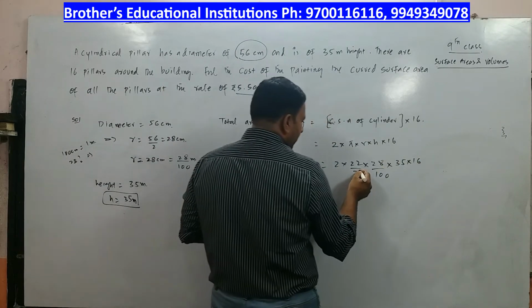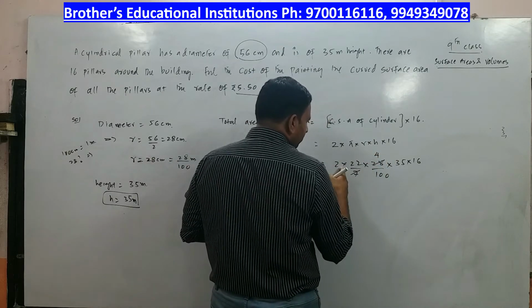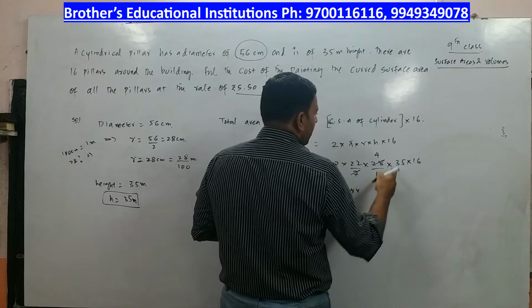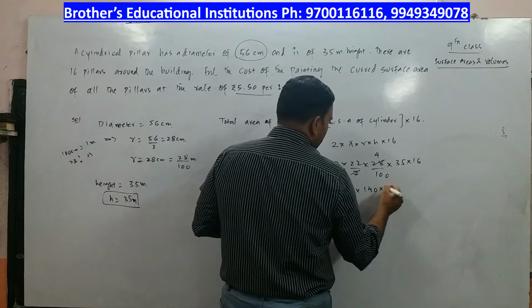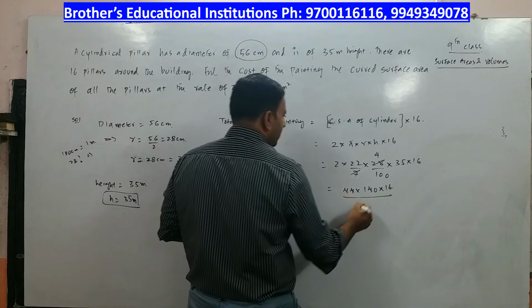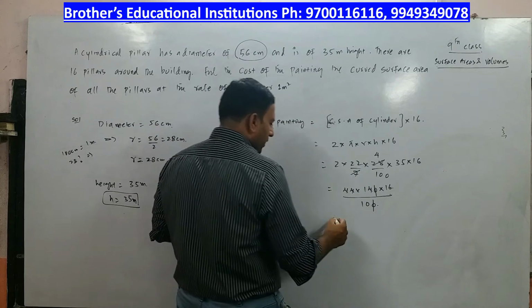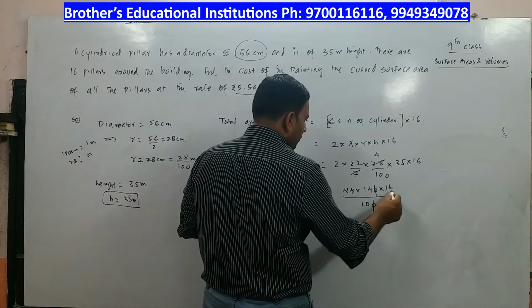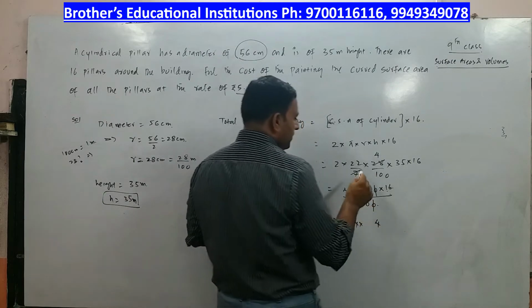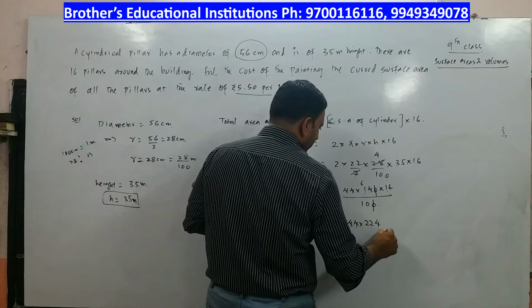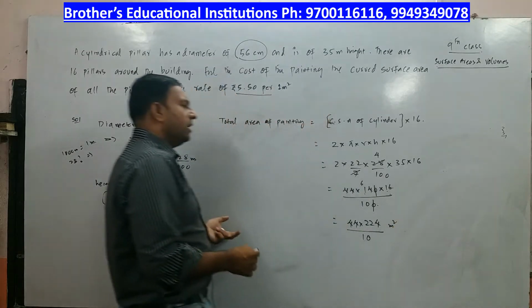Now let us calculate. 7 1s are 7, 7 4s are... So when I multiply, 22 into 2 will be 44, and then 35 4s are 140 into 16 divided by 100. Alright, any further cancellation? I can cancel zeros. 10 I will keep like that only. Now I will write 44 into 16: 4 6s are 24, 4 carry, 16 1s are 16, 16 plus 2, 18. So it is 224 divided by 10. Let us keep it. Now so many square meters is the total surface area.